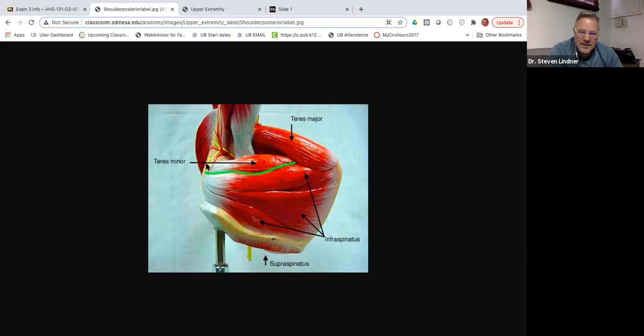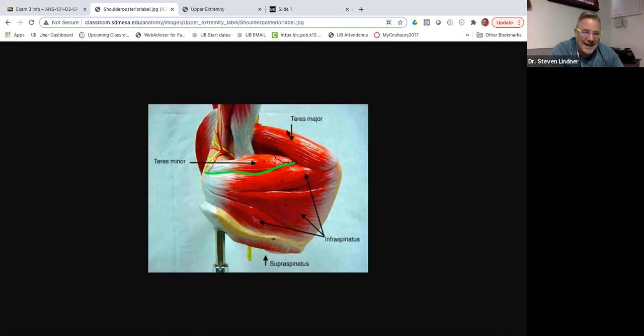Supraspinatus, infraspinatus, and Teres Minor, we could see from the posterior. They all insert on the greater tubercle of the humerus. The supraspinatus originates on the supraspinous fossa. Infraspinatus originates on the infraspinous fossa. And on the other side, the subscapularis originates on the subscapular fossa. Here's Teres Minor. Remember, Teres Major is not a rotator cuff muscle.